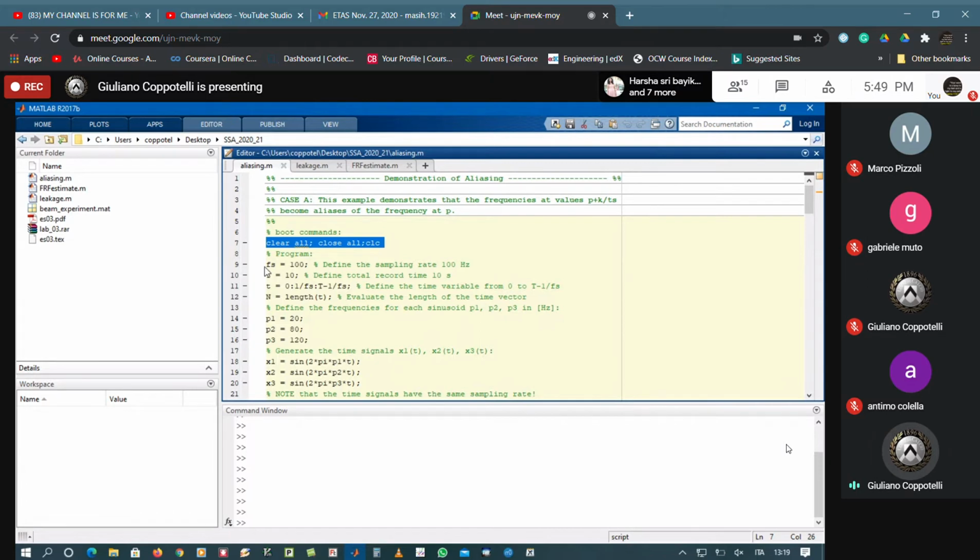Then I start by defining FS, that is your sampling frequency. In our case, we have 100 Hertz. We are not going to use any unit of measure at all because Matlab receives just numbers as input. It is up to you to introduce numbers that are consistent with the units of measure that you require. Okay, so I am introducing T, capital T, that is the total recorded time, 10 seconds.